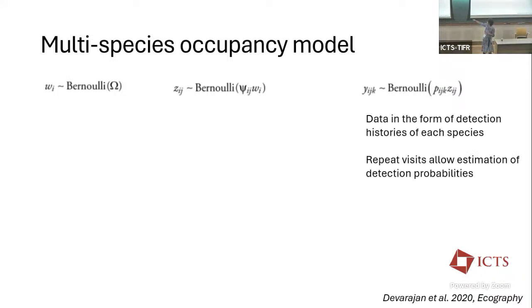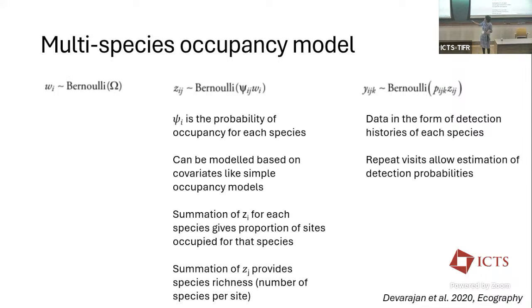From that, your data, this Y_ijk, is your detection history. That's for each of the different species. Just as repeat visits for occupancy for a single species allowed you to assess all these different things for a single species, the same thing allows you to assess your detection probability for multiple species. Once you've got that, you go to this Z value and this psi value, which is your probability of occupancy for each species in each location, and an indicator of whether it is present in each location or not. For each species, is it present in each location?